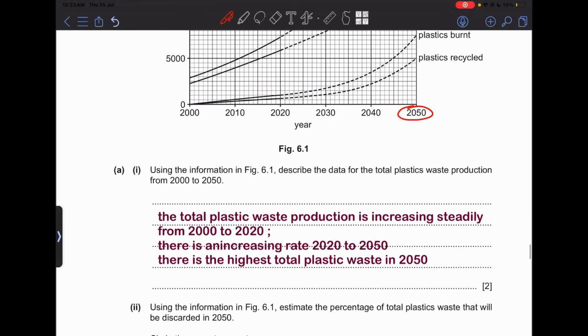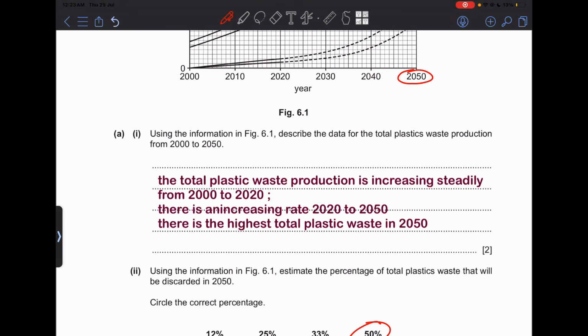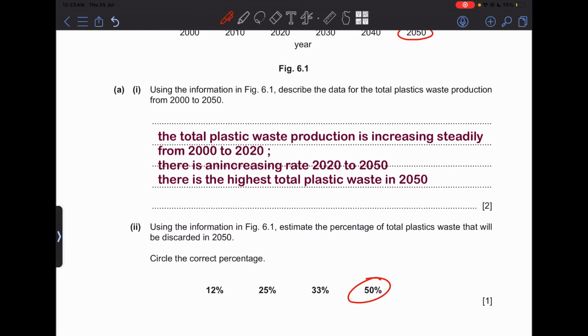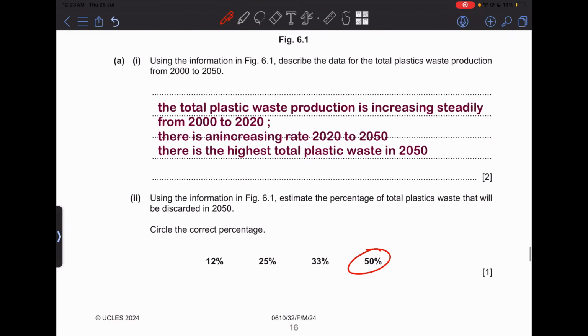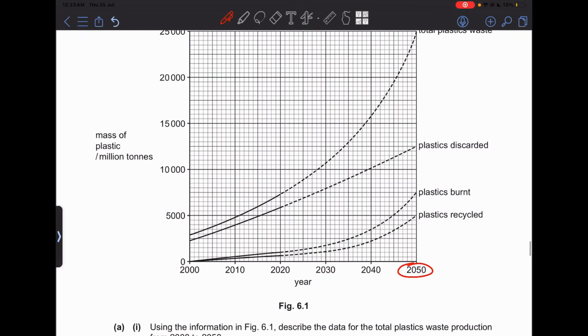So we can see the total plastic waste is increasing steadily from 2000 to 2020. There is an increasing rate from 2020 to 2050. There is the highest total plastic waste in 2050. So this is something you can say also to get marks other than describing. You can also explain or describe the data as well, not just the pattern of the graph.